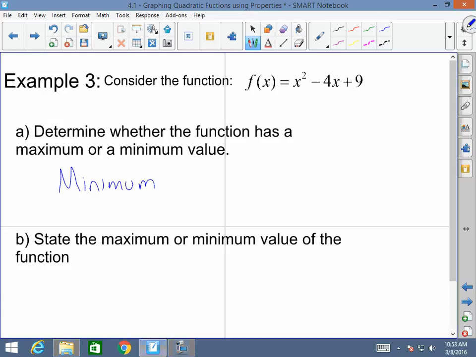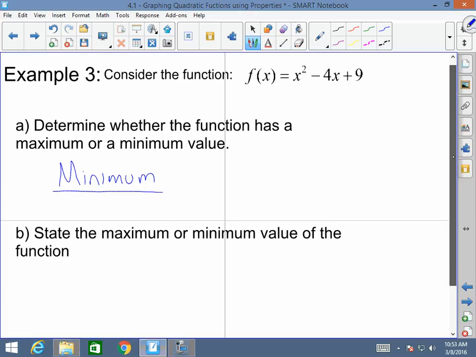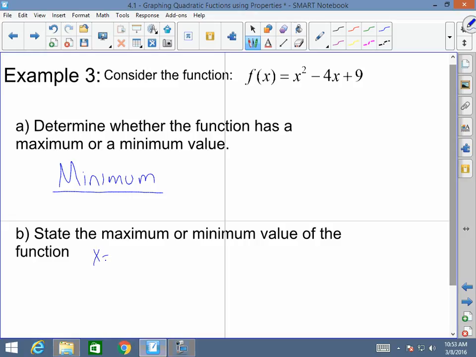Guys, you may think that's really easy, but if you don't know, you don't know. It is easy, but that's because we just went over it. We learned it. Now, state the maximum or minimum value of the function. What are they asking me for? The vertex. Thank you. Yes, that makes me happy. How do we find the vertex? I first need the x value. How do I find the x value? Axis of symmetry. Negative b over 2a. So x equals negative b, which is positive 4, over 2 times 1.